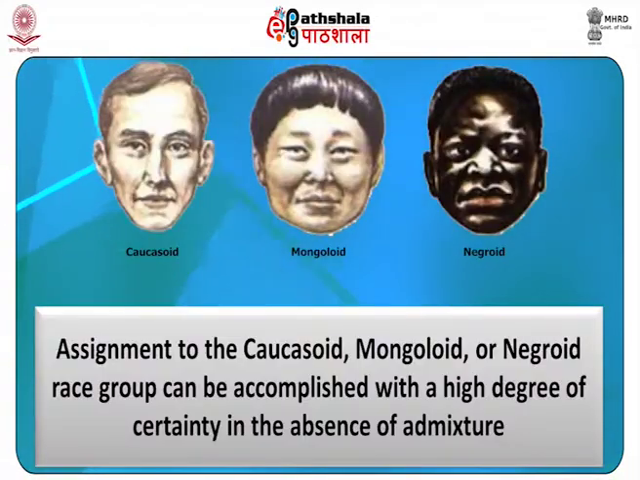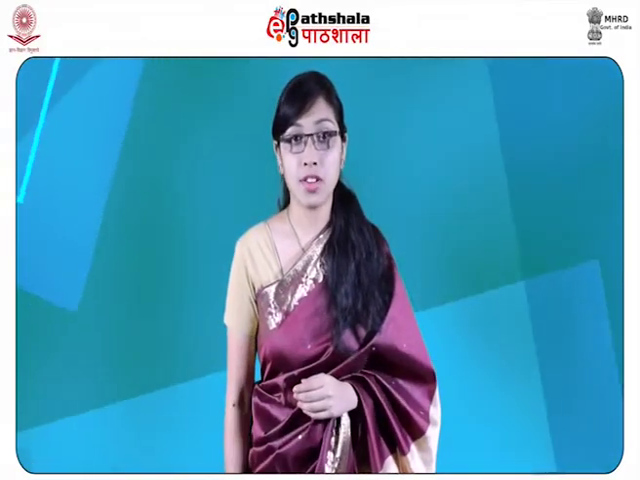Assignment to the Caucasoid, Mongoloid or Negroid race group can be accomplished with a high degree of certainty in the absence of admixture. However, forensic anthropologists are more likely to be dealing with partial, fragmented specimens, so they must be prepared to glean as much information as possible from every bone.